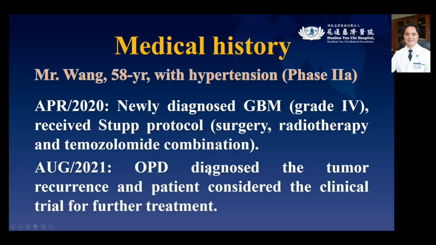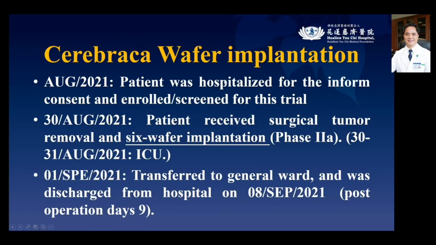One year later, the tumor recurred, and the patient's neurological function worsened. So he was recruited for this phase 1 trial. Actually, this is a cohort 4 patient. We implant 6 cerebral carb wafers into the resection tumor beds.